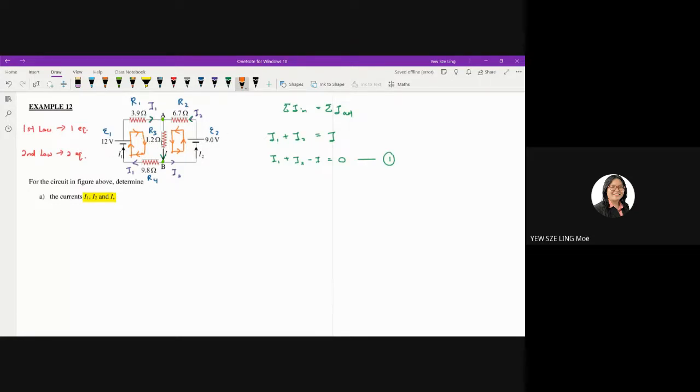So I'm going to label the name of the loop. I'm going to call this loop 1, and this loop 2, so that the examiner knows what you are doing. All right, so let's form an equation for loop 1.